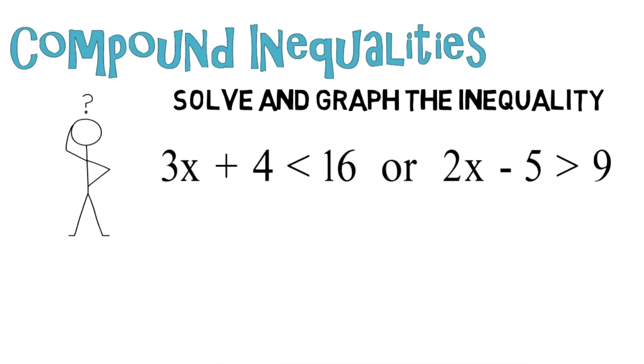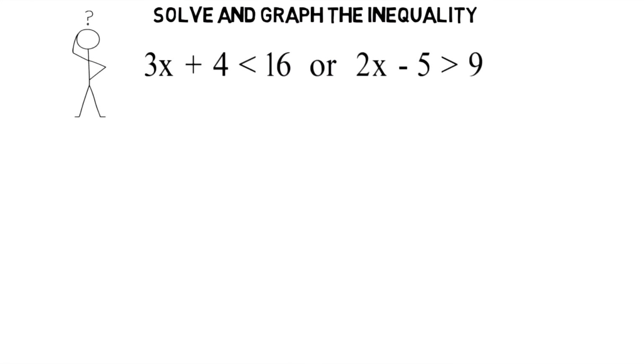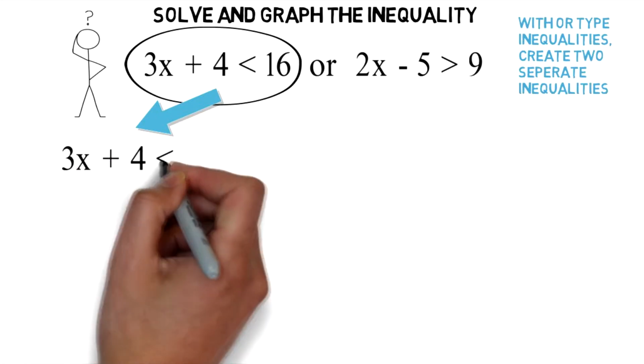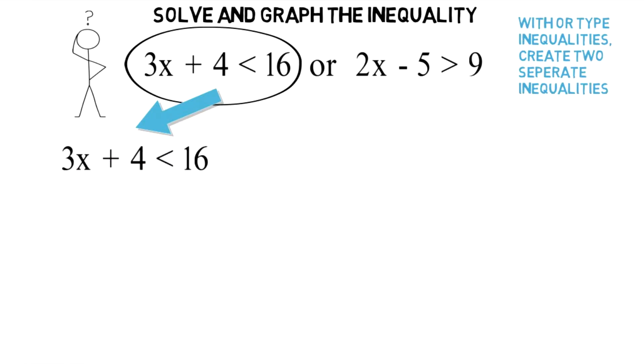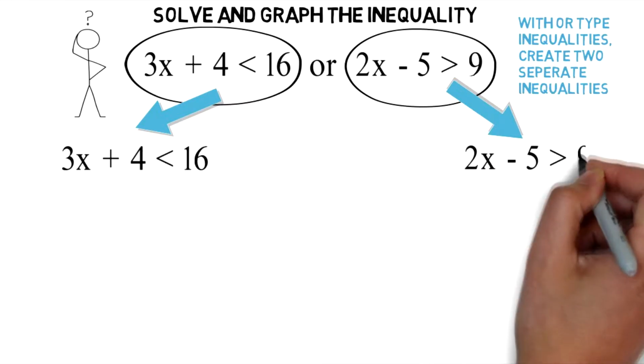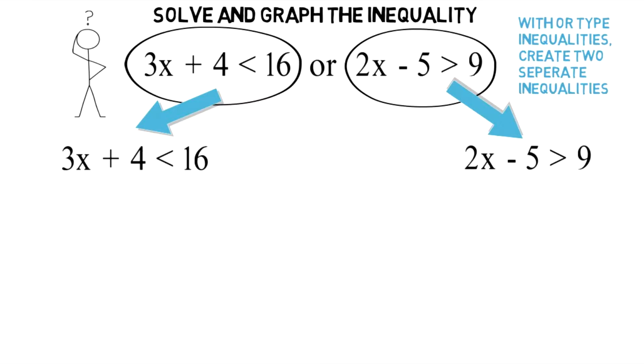Okay, I want you to stop for a second and just try to think about how you would figure this out in your head. And remember, with OR type inequalities, create two separate inequalities. So take a look at the one on the left. 3x plus 4 is less than 16. You can separate that into its own inequality, where 2x minus 5 is greater than 9.